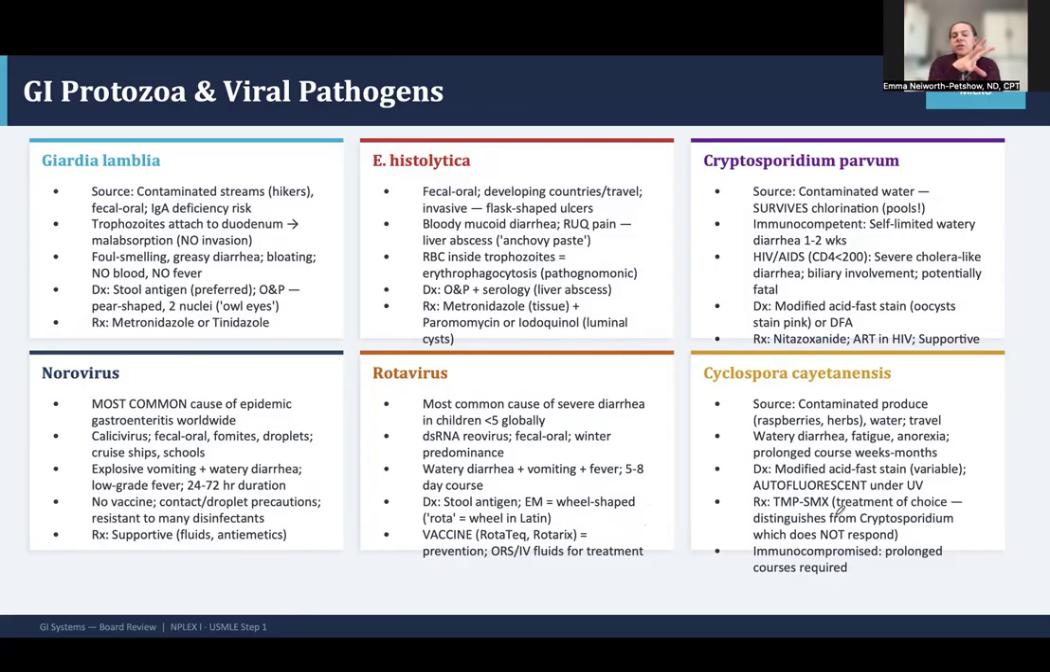All right. Transitioning from bacteria to protozoa and viral pathogens, Giardia is from a contaminated stream, think hiker, fecal-oral spread, and an IgA deficiency risk. The trophozoites attach to the duodenum in the small intestine and lead to malabsorption, but they don't invade. You'll get a greasy diarrhea with bloating, almost like a SIBO or IBS-like picture, because there's no blood and no fever.